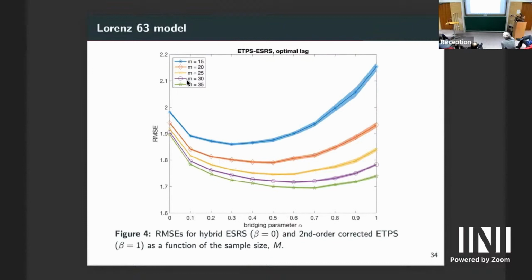And if you get a lot of particles, at some point, this is becoming better. But if you're in this area where you actually don't have sufficiently many particles, like the M is not large enough, then it is actually often beneficial to be in the in-between area. And this is what we've experienced for all kinds of numerical examples. I'm just showing you here the 963, but this seems to be the case.